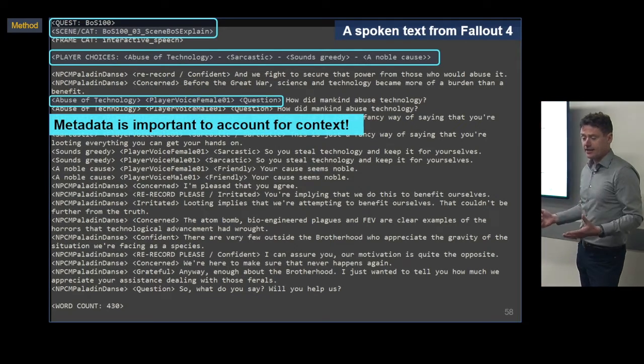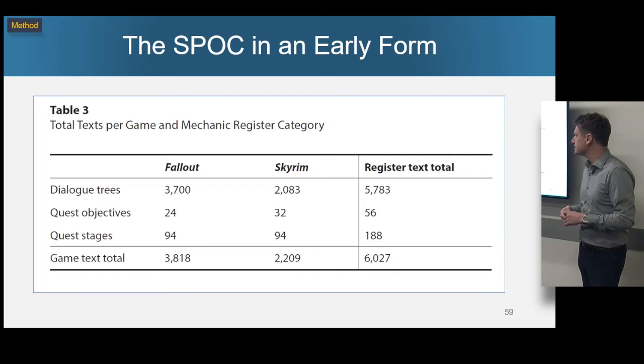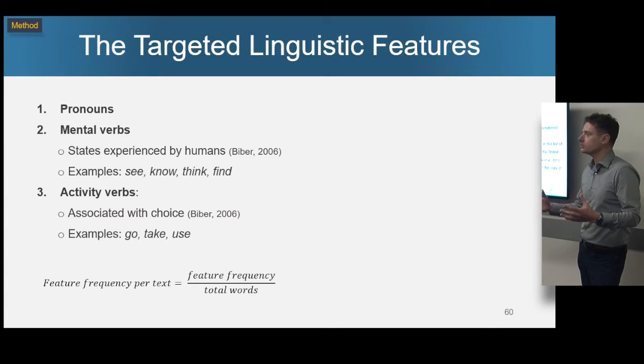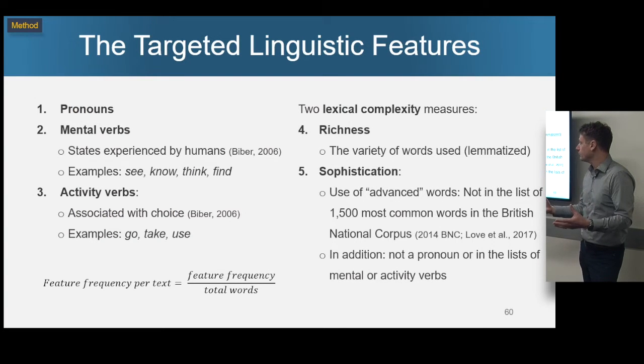So in the end, I had about 6,000 texts in the two games across the three different game mechanics or registers. I targeted five different linguistic features for this study, which have been shown to be really pervasive in spoken language.